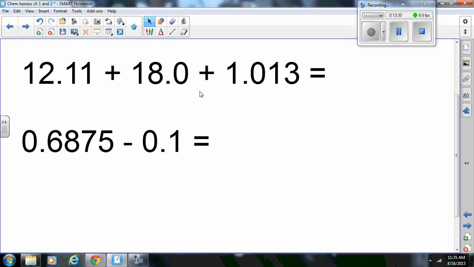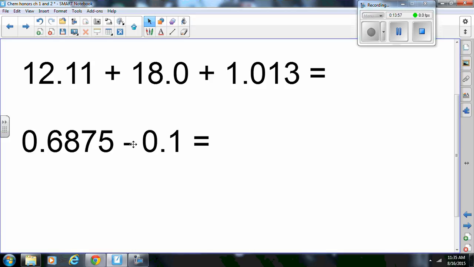Look at your decimal places. 12.11, 2 decimal places. 18.0, 1 decimal place. 1.013, 3 decimal places. The least amount of decimal places is here. There's only 1, so your answer should be rounded to 31.1. When you subtract, same rule.